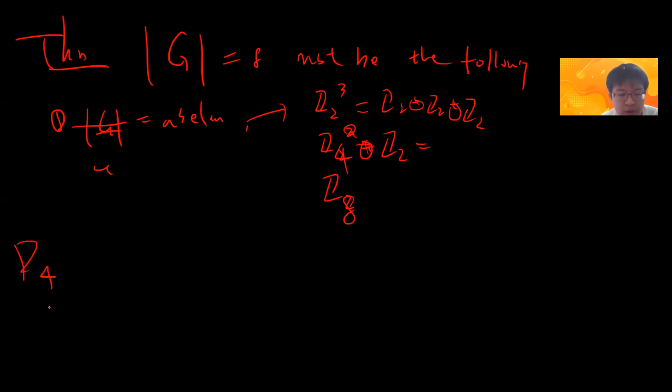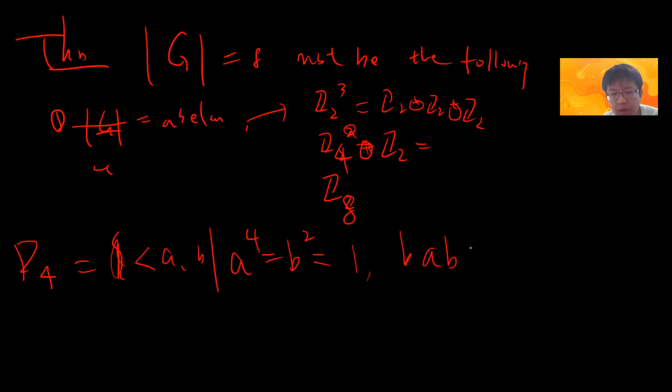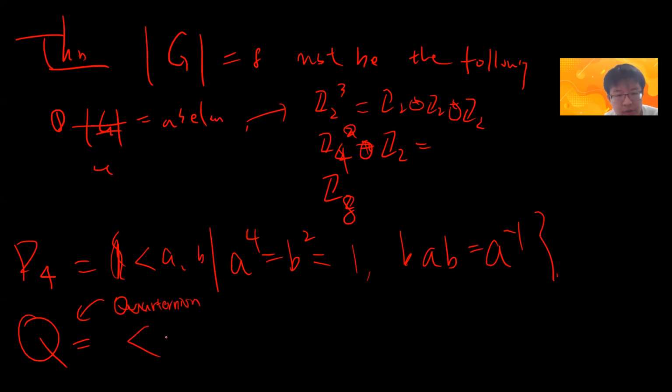I think one that you guys already know is the dihedral group D4, generated by, let's say, a and b, where a to the 4 is 1, b squared is 1, and bab is a inverse. And also the so-called Q, which is the quaternion group. The quaternion group is generated by a and b, where a to the 4 is 1, b squared is a squared, and also bab is a inverse.